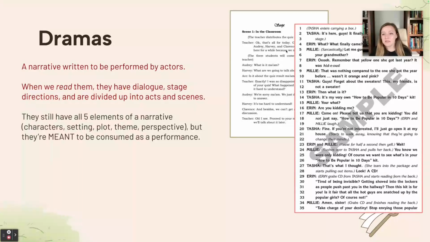Here's another way that they might look, and we can see character, dialogue, stage directions. Millie is not going to say "sarcastically." Millie is just going to say this in a way where the audience is like, oh, Millie's being sarcastic.